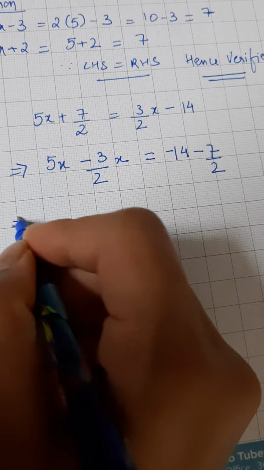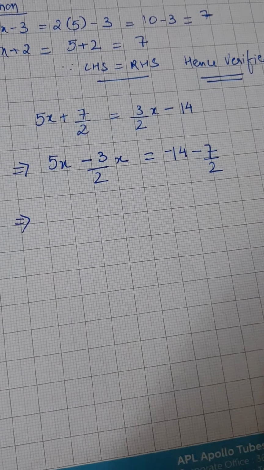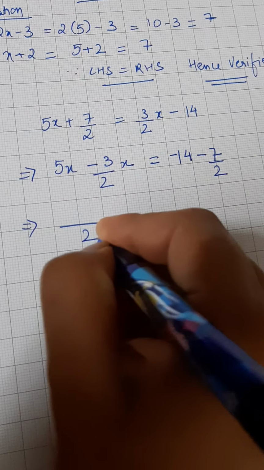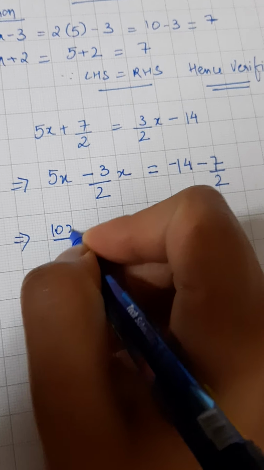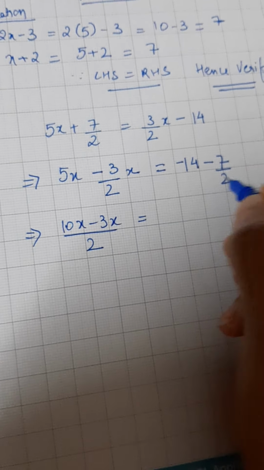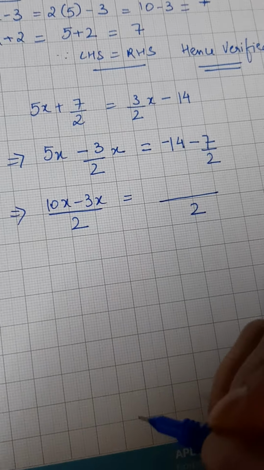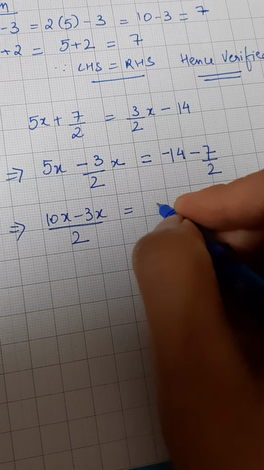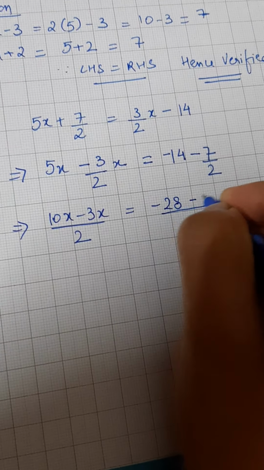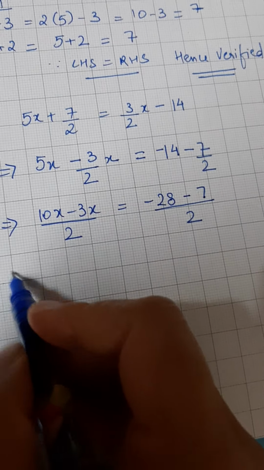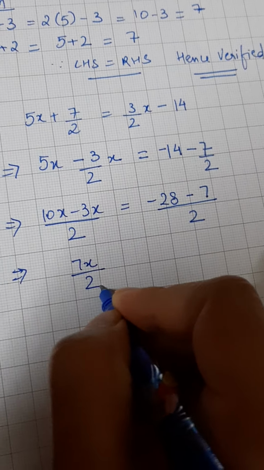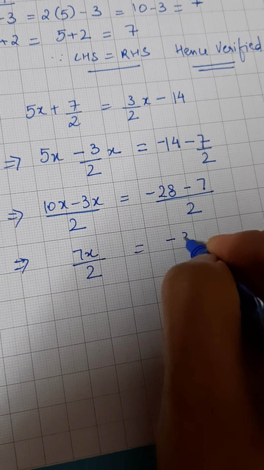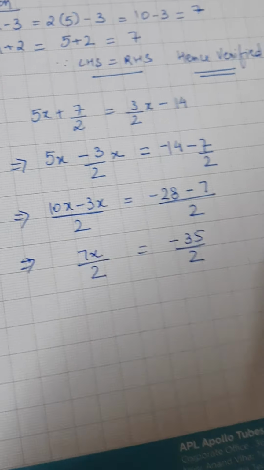Now you can see that you have to anyways take LCM out here. So here the LCM will be 2. So if you have the LCM as 2, the answer here will become 10x minus 3x, and here again the LCM is also 2. So minus 2 into 14 will be minus 28 minus 7. Now 10x minus 3x is how much? 7x by 2, and this will be minus 35 by 2.